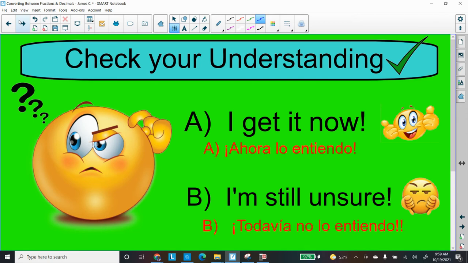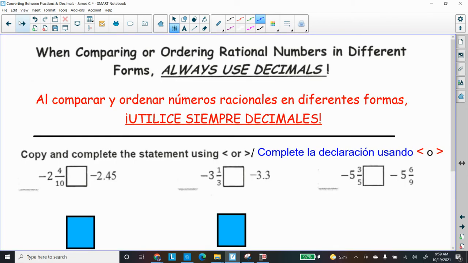So I hope you enjoyed the video and got something out of it. If you're not sure, write down your questions and bring them in. I have a little bit more to go. So copy and complete the statement using the greater than or less than. So here's something you should know. When you're comparing or ordering rational numbers in different forms, always use decimals. That way you can see what you're dealing with. I tell my students, think money.